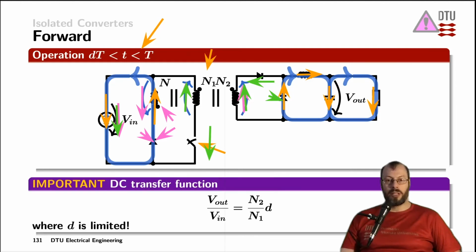The output voltage is a scaled version of the input voltage, where the scaling factor is the duty cycle. The so-called turns ratio, N2 divided by N1, the number of turns on the secondary side, divided by the number of turns on the primary side, is a further constant in that equation. But compared to the buck converter, the duty cycle is limited here. We cannot go all the way to 100% duty cycle, as we need to leave some time for the demagnetization of the transformer, which is taken care of by that extra diode and that extra transformer winding up here.